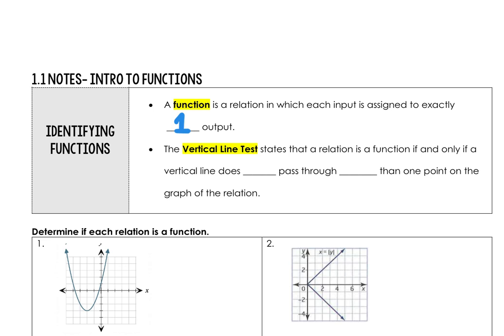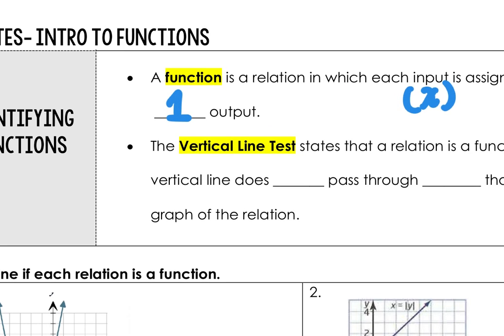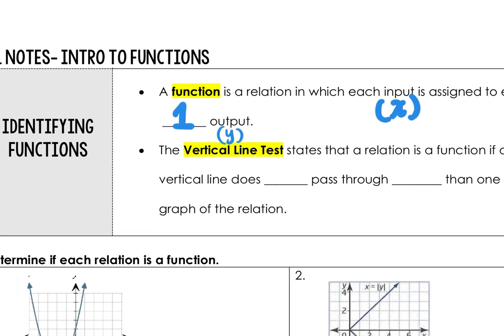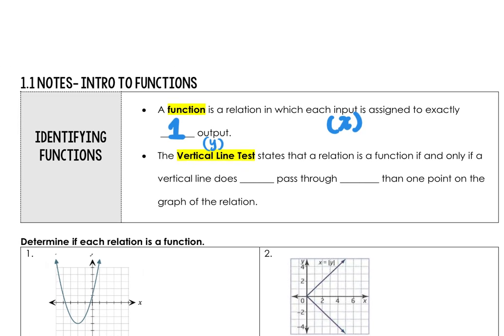When we're saying input and output, we're talking about the input values, which are your x's, and the output values, which are your y variables. So what this means is that each x can have one and only one y. If you have an x value that has more than one y, it is not a function.